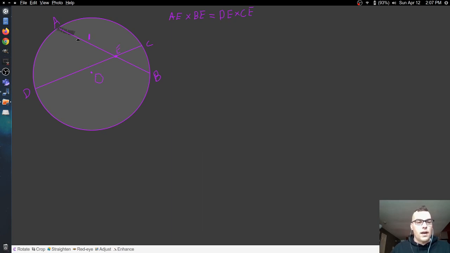So in other words, if this was 6, and this one here was 4, then I could say that this here is 3 and this is 8, and we can see 6 times 4 gives me 24. 3 times 8 gives me 24 as well. That's always going to be the case when two chords intersect. Multiply the two parts of one of those chords times the two parts of the other chord, the parts being defined by that little intersection point. So that is the rule.